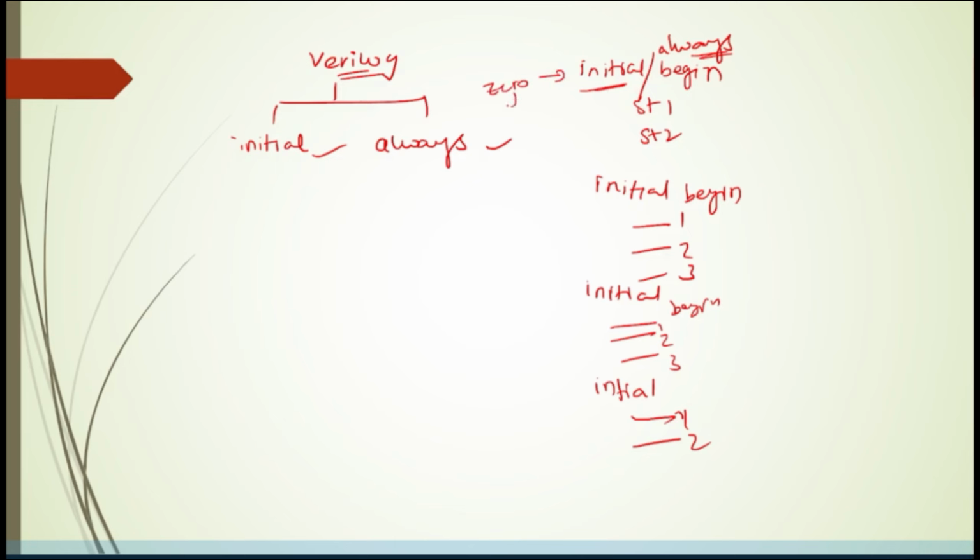Zero time means that when you are running this particular code, all these initial blocks will be starting at zero time. Based on the execution of the statements, if a particular statement does not have any delay, then it will also be executed at zero time. If a statement has delays, then based on the delay the statements will be executed. Even though the statements are executed based on the delays, the starting of these blocks will be at zero time. So all four will be starting parallelly at zero time.